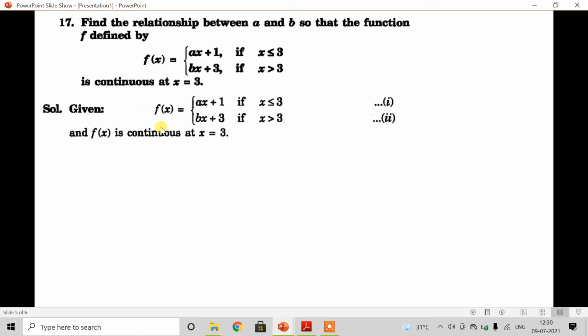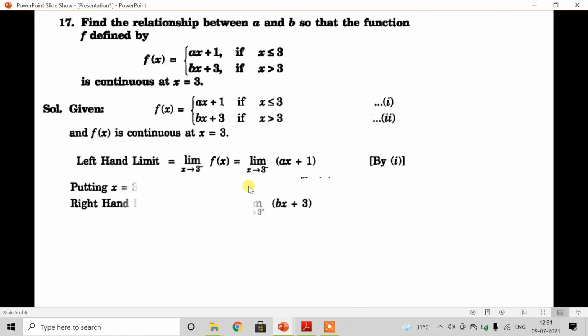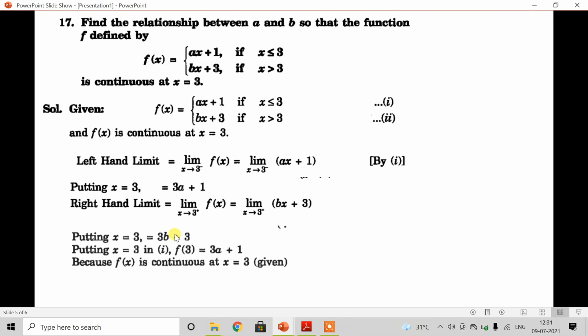Now when we find the left hand limit at 3, it becomes limit f(x) as x approaches 3 from the left. And we will replace f(x) by what? On the left, the function is defined by ax plus 1, so we replace f(x) by ax plus 1. Replace x by 3, then you get 3a plus 1. Now we will find the right hand limit at 3, which will be bx plus 3. We replace f(x) by bx plus 3 and replace x by 3, so it becomes 3b plus 3.